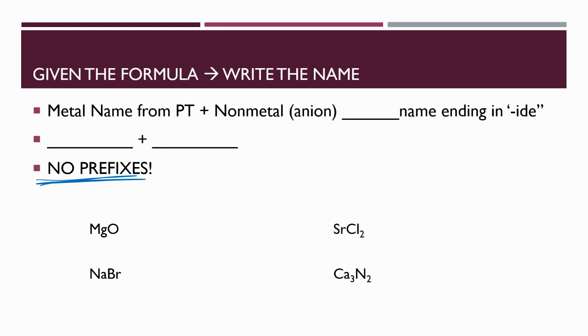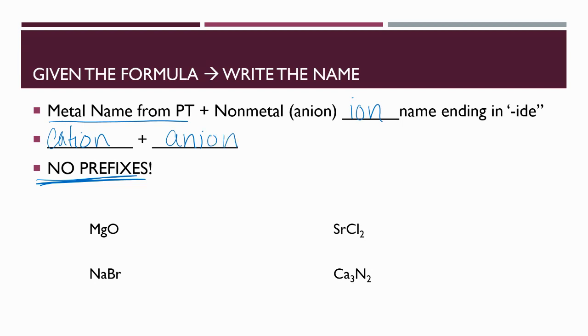So all we have to do is name the two pieces here. The metal's name always stays the same, so we just name the metal from the periodic table. And then we name the nonmetal, with the nonmetal's name ending in "ide." Metal name from the periodic table plus the nonmetal's name ending in "ide." I think this is just supposed to say ion here. We can also call this the cation name plus the anion name.